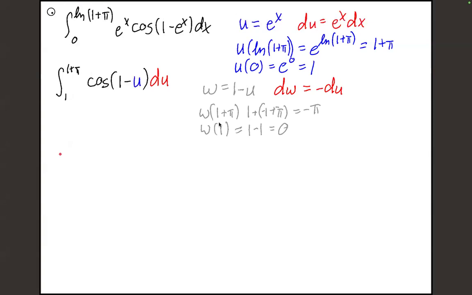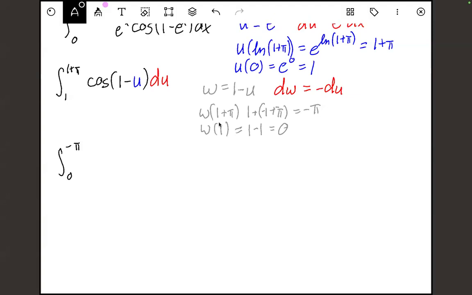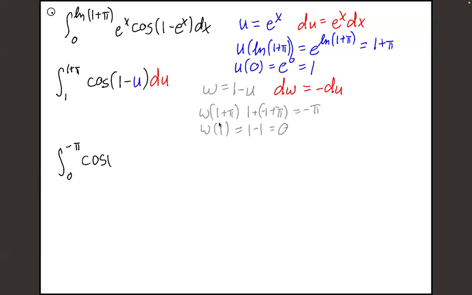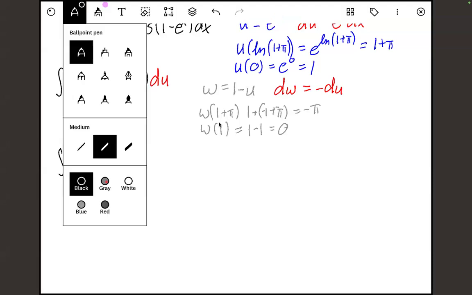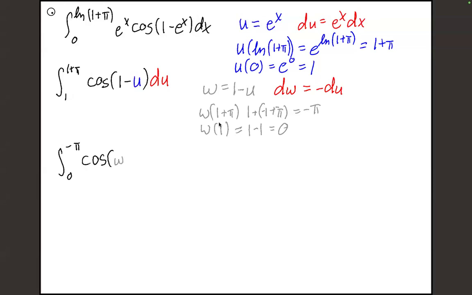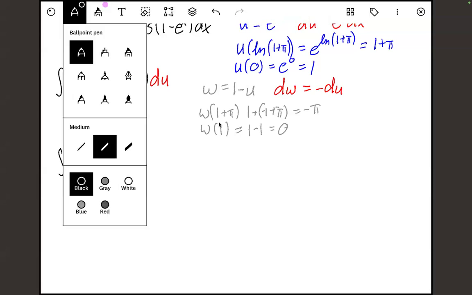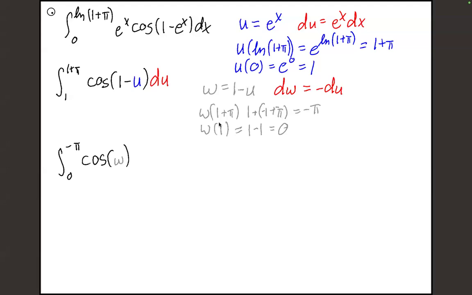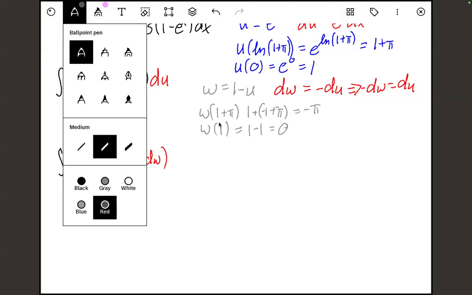So at this point, let's write the integral, right? We have 0 to minus pi of cosine of W now. And then we need to multiply by this dw, so we need to do minus dw, because if we go back up here, we have that minus dw equals du, and du is what we have. So then this becomes our integral, and then hopefully this is ringing some bells.